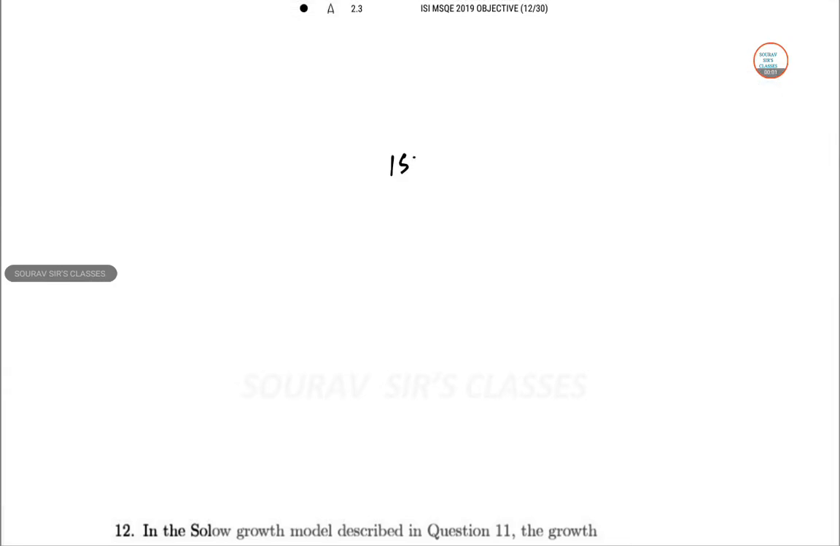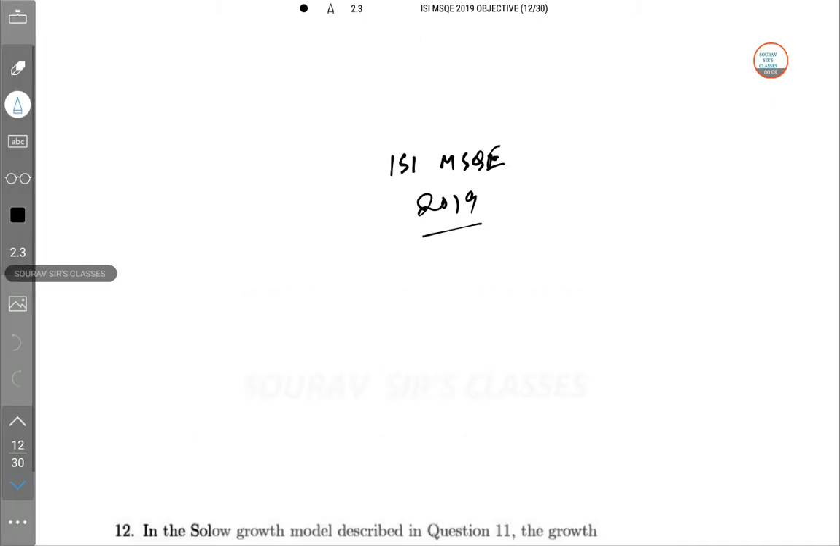Hello students, today we are solving ISI MSQE 2019 paper part 6. Last day we solved till 12, so now we will be solving from 13.